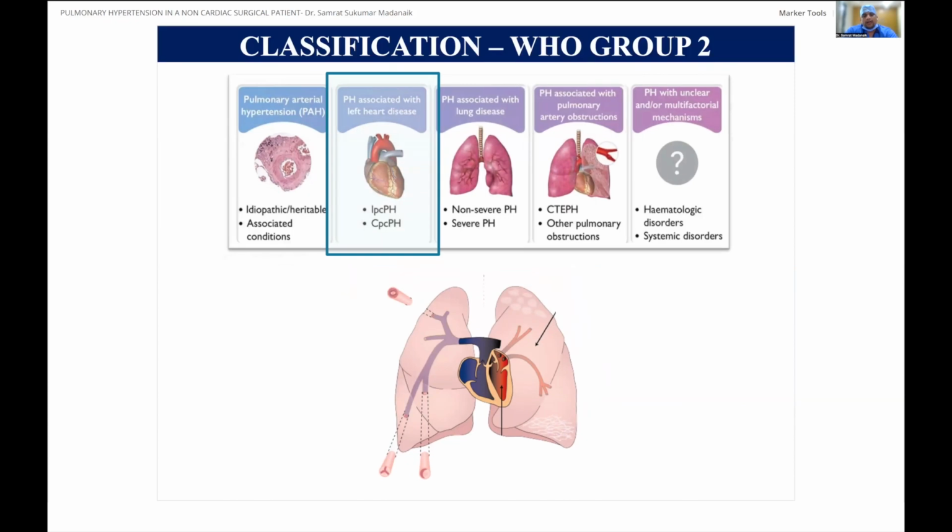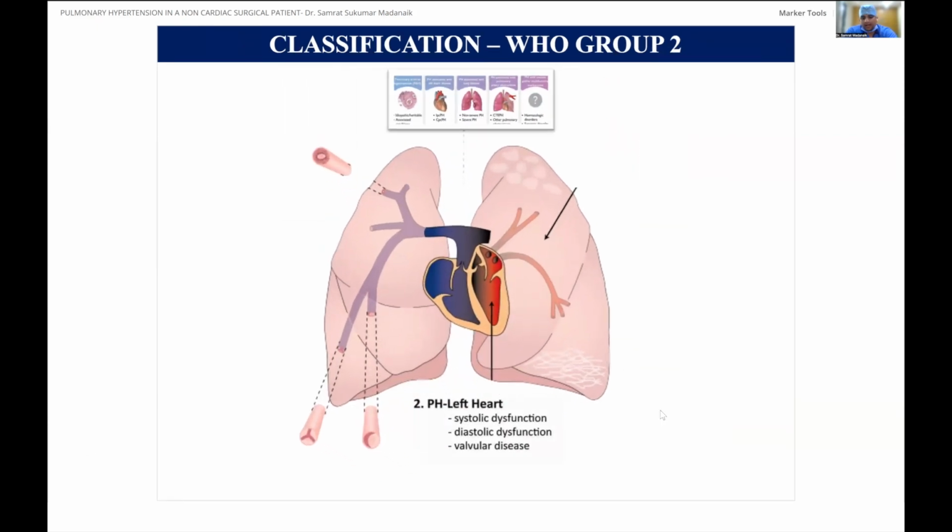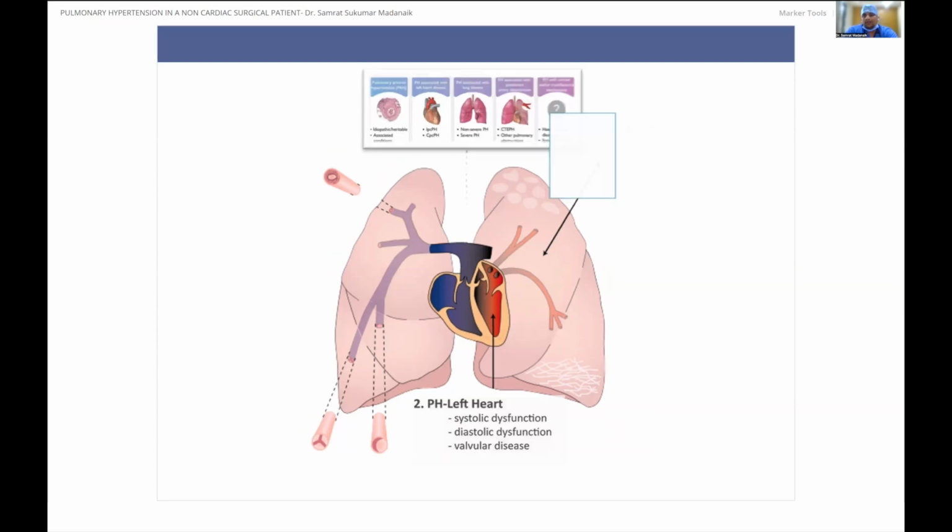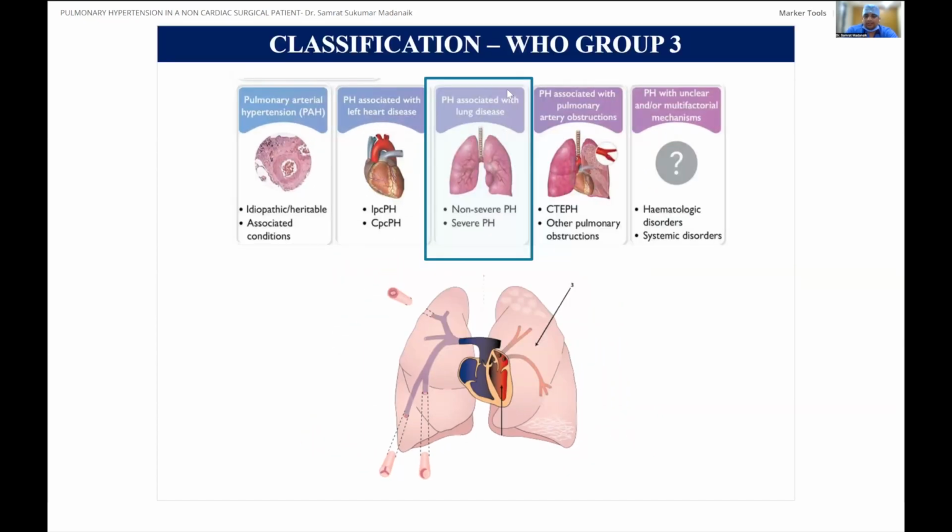The group 2 category as proposed by the WHO includes patients who have pulmonary hypertension associated with left heart disease. So basically, all the patients who have valvular heart disease, patients who have systolic dysfunction or diastolic dysfunction are included into group 2 category of patients. The group 3 patients, according to WHO, are the patients who have pulmonary hypertension associated with lung disease.